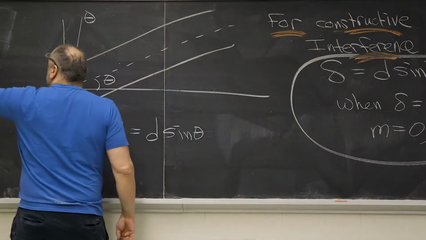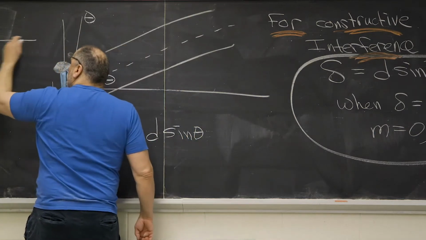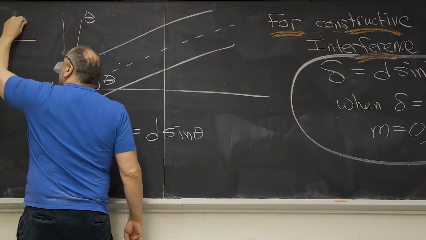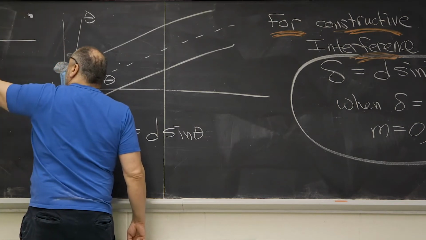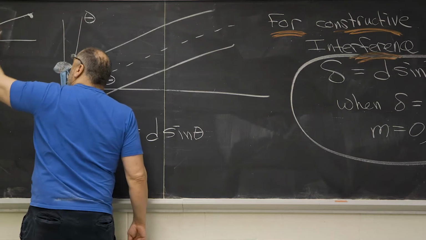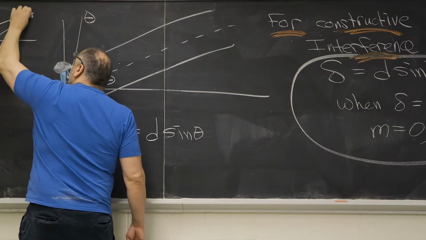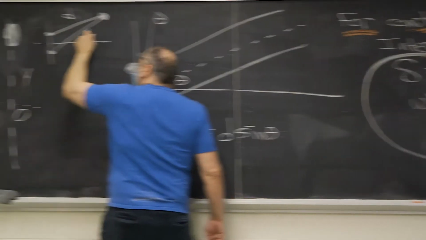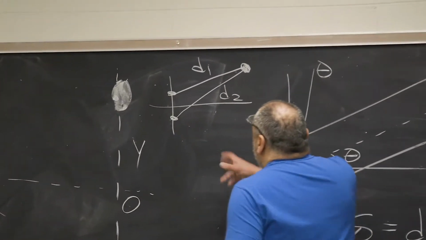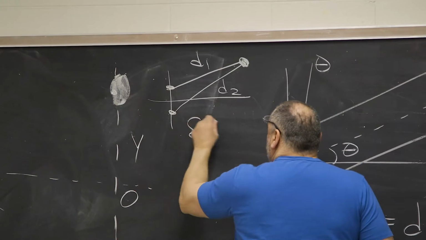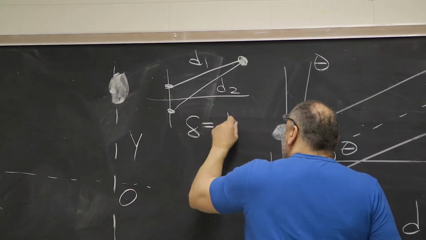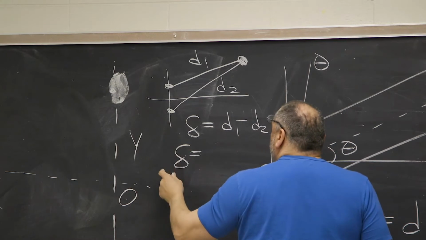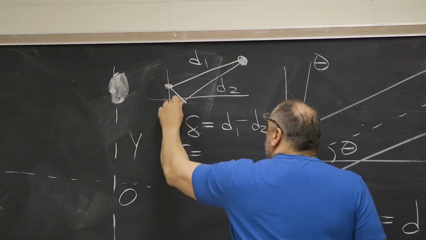Try not to beat this thing to death, you guys. It's going to the radio receiver, so to speak. There's a path right here, and there's a path right there. This is a distance D1, and this is a distance D2. The difference between the two is delta. Delta is D1 minus D2, and that's given by that length right here.